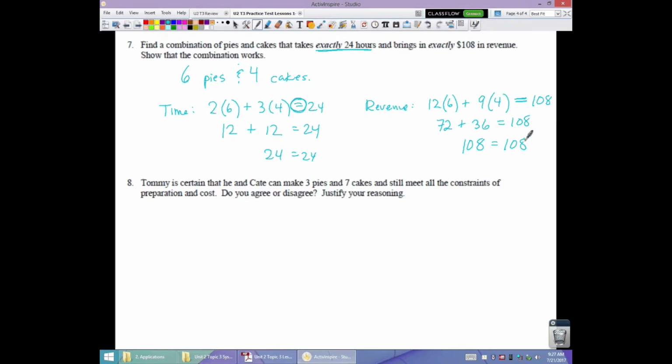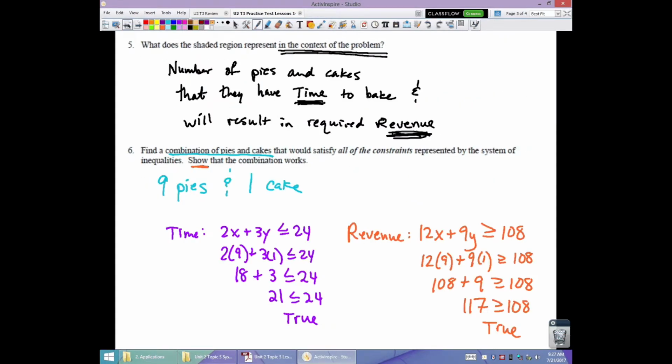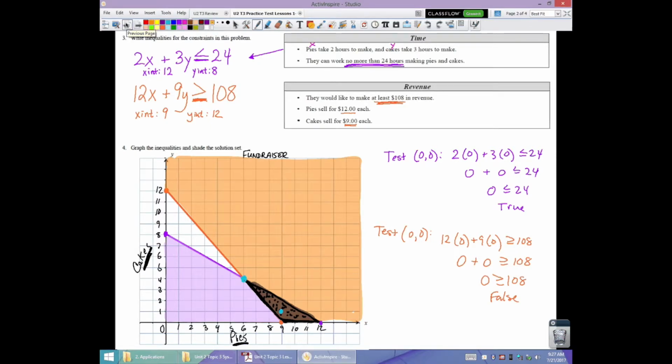Number 8, Tommy's certain that he and Kate can make 3 pies and 7 cakes. So that means he wants X to be 3 and Y to be 7 and still meet all the constraints. Do you agree or disagree? Well, you could, I don't think you have to, but you could look back here on your graph first to go to the point 3, 7. Now I can see the point 3, 7 is not in any of the shaded regions. So that would mean it doesn't appear that it's going to work in either time or revenue.